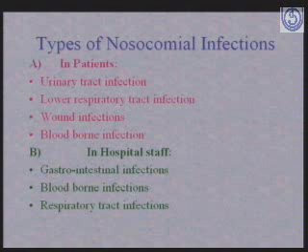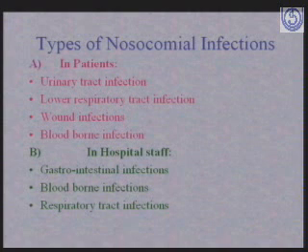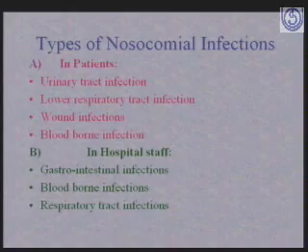Now, what are the types of nosocomial infections? In patients, they could present as urinary tract infections, lower respiratory tract infections, surgical site wound infections, or blood-borne infections. In hospital staff, they could be gastrointestinal infections, more commonly presenting as diarrheal diseases, or blood-borne infections or respiratory tract infections.